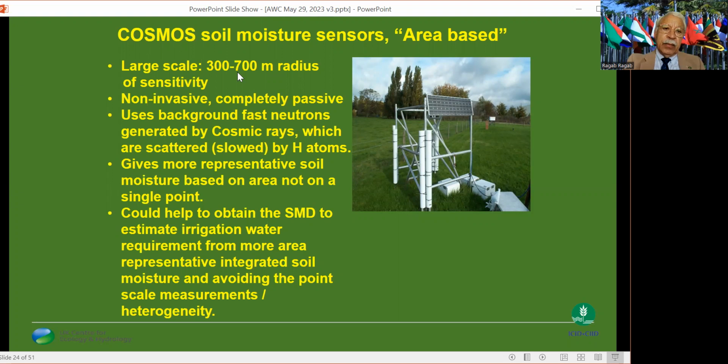The measurement now can cover a large scale, which is area based, with a radius between 300 and 700 meters, and it is non-invasive, of course, because it's natural radiation. It gives a more representative soil moisture based on area, not a point scale, and could help us to get the soil moisture deficit.